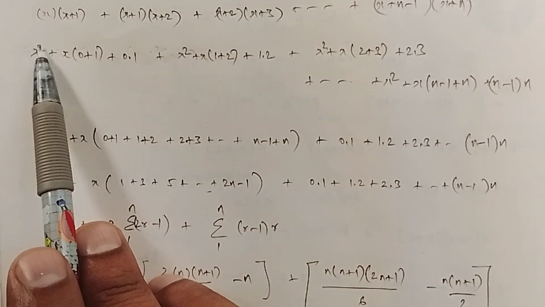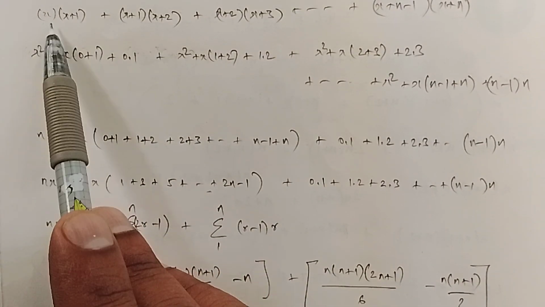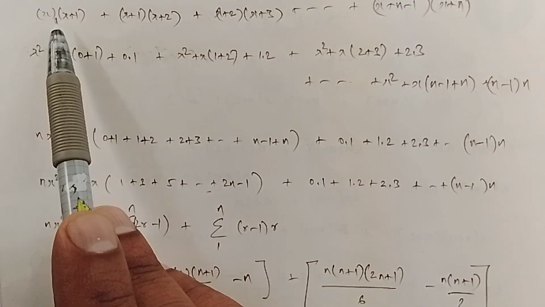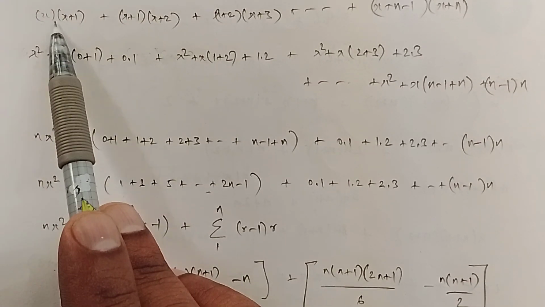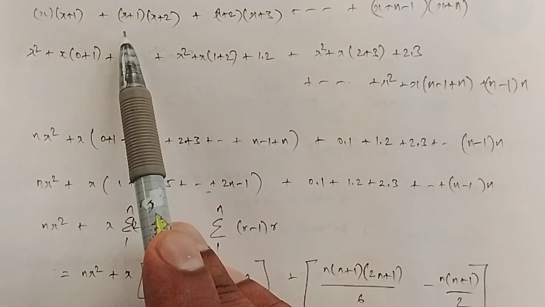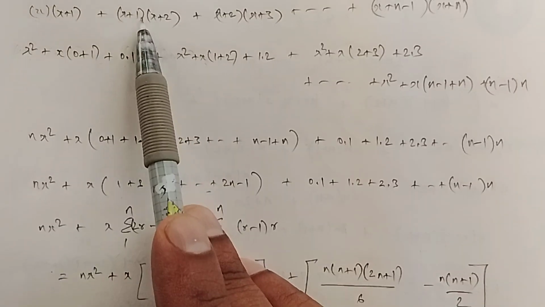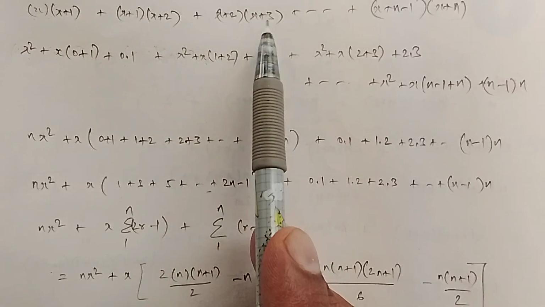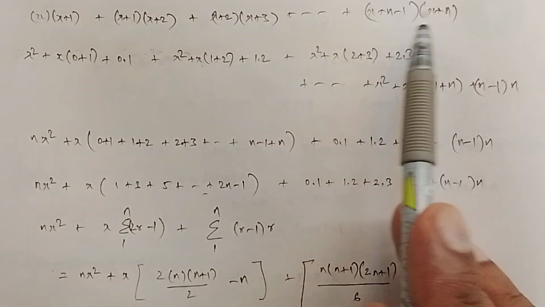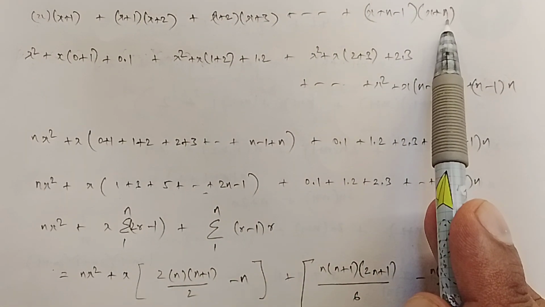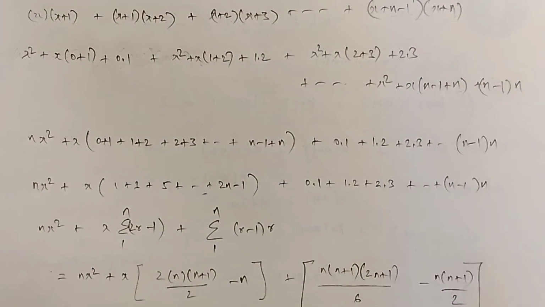Now let us try to finish this multiplication. x into (x+1), we can write it as (x+0)(x+1), which is x square plus x into (0+1) plus 0 into 1. And this one we can write as x square plus (1+2) into x plus 1 times 2. Similarly, x square plus (2+3) into x plus 2 into 3. So on, x square plus (n-1) into... (n-1) into n, right?